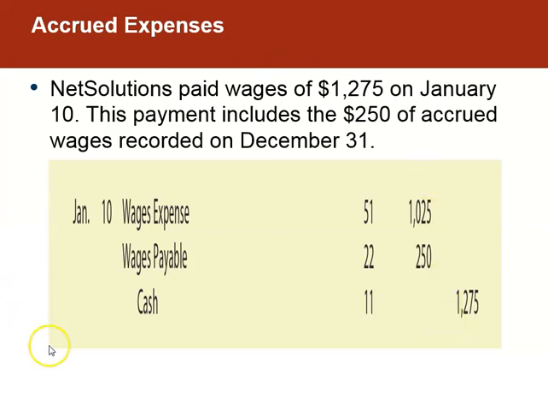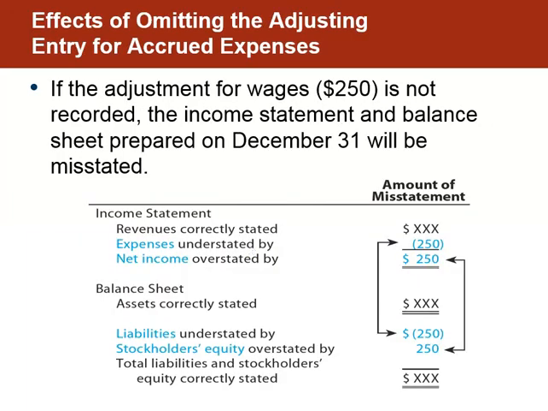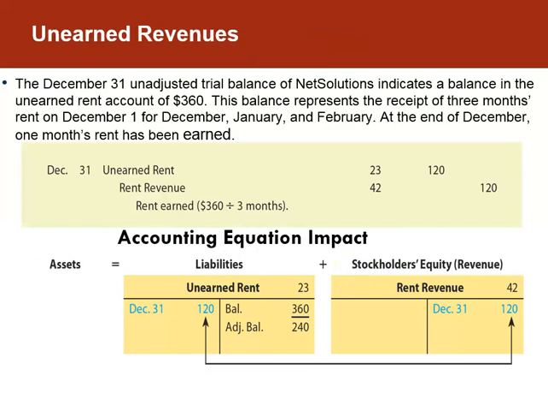Okay, if this slide is a bit much for you, that's okay. The main thing I want you to understand is this slide right here. If we don't make that adjusting entry, our net income is going to be overstated and our stockholders' equity is going to be overstated as well. Let's continue on with another example here. We had this transaction for Net Solutions in the previous chapter as well.